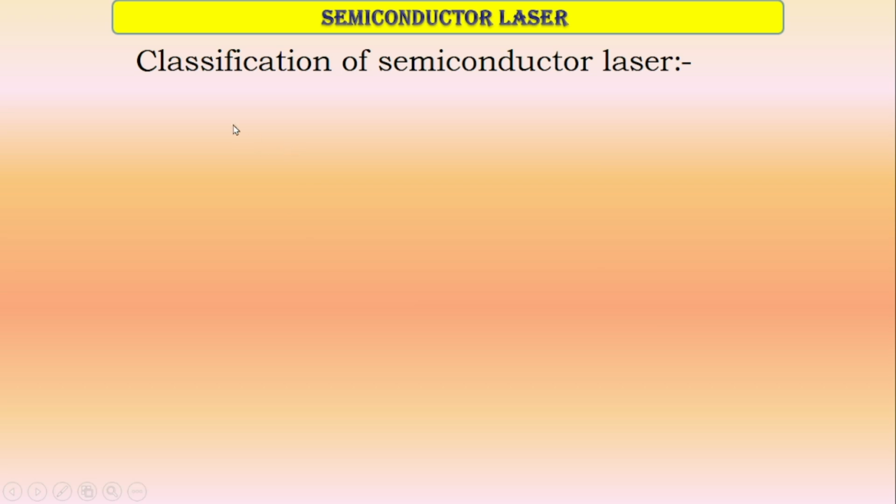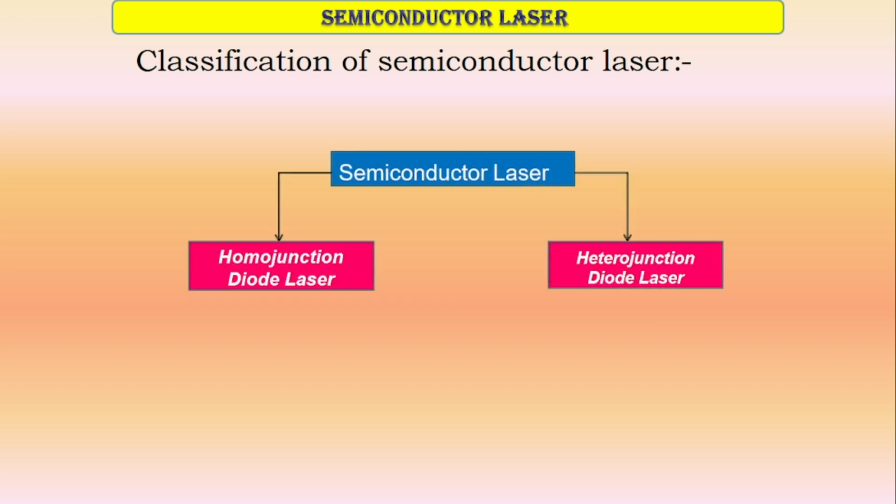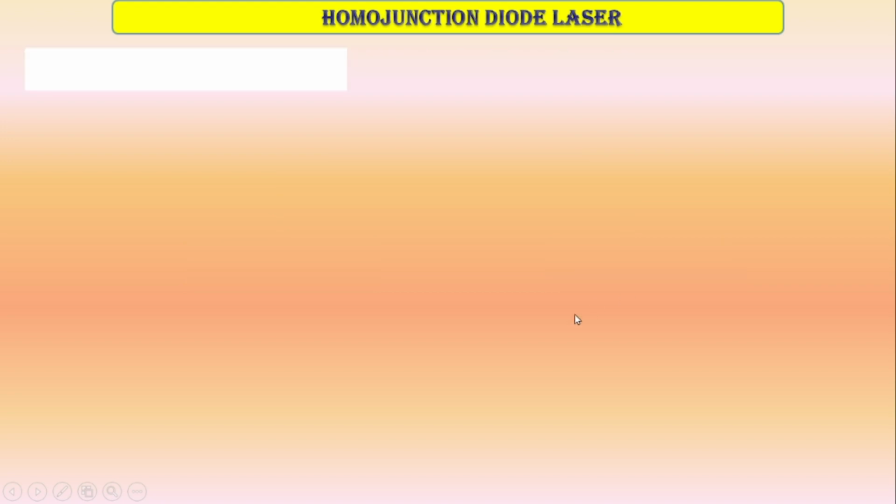Now let us see the classification of semiconductor lasers. There are two types of semiconductor lasers. The first one is the homojunction diode laser and the second one is the heterojunction diode laser. Now let us see about homojunction diode lasers. First we will see the construction of homojunction diode lasers.